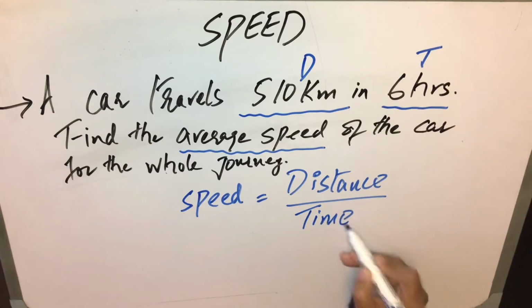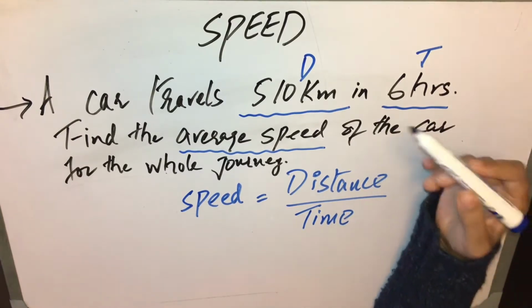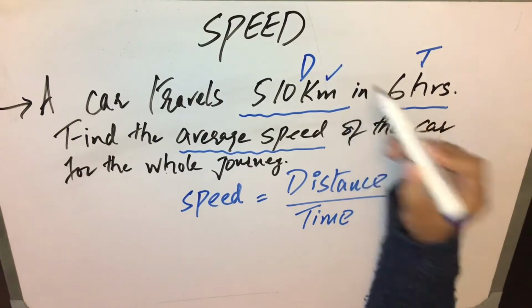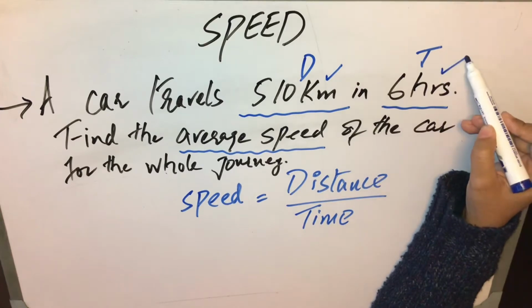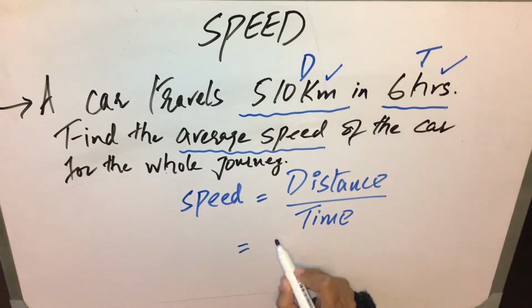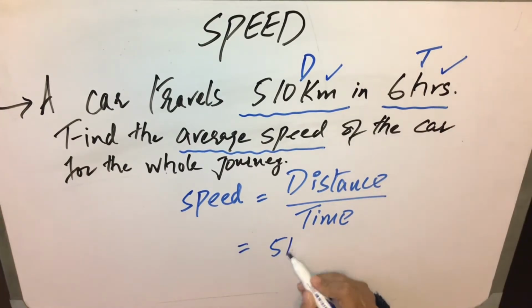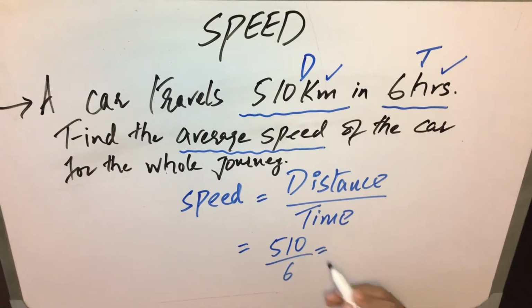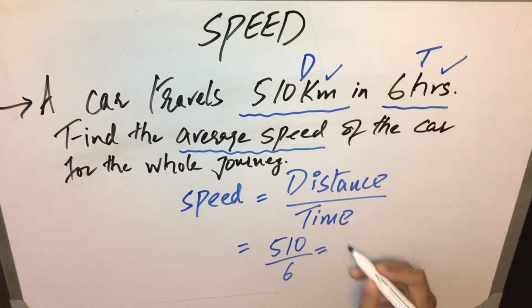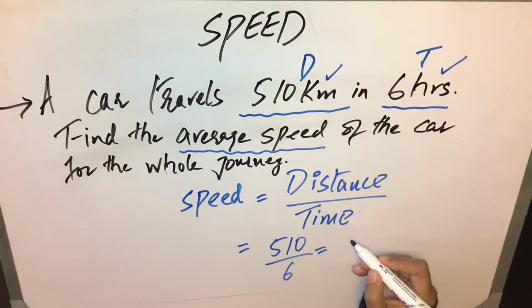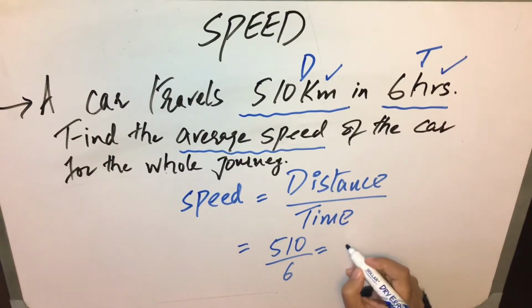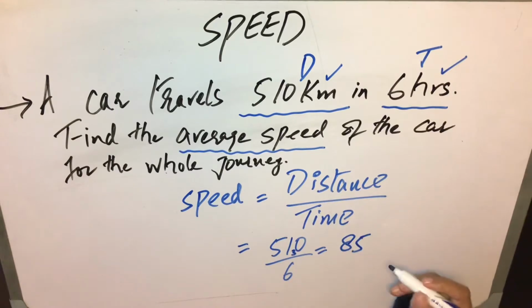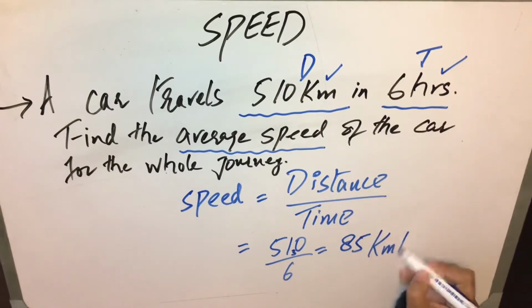Distance over time. Okay, here we have to see one more thing, that our distance is in kilometers and our time is in hours. So our answer will be kilometer per hour. So we will just divide 510 by 6. 6 times 6 is 36, 7 times 6 is 42, 8 times 6 is 48. So the answer is 85 kilometer per hour.